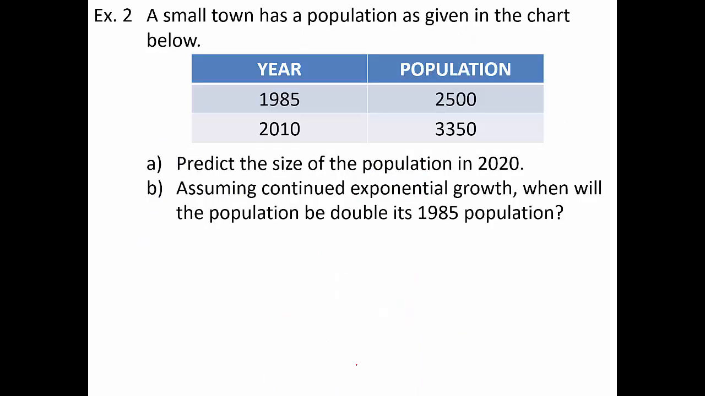Let's take a look at another example. Another population problem. A small town has a population as given in the chart below. In 1985, the population was 2,500. In 2010, the population was 3,350. I want to predict the size of the population in 2020, and assuming continued exponential growth, when will the population be double its 1985 population?